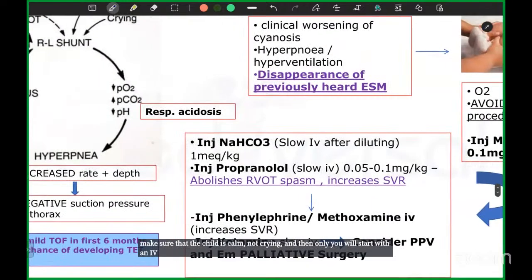What do I need to treat? Very simple. There was acidosis. I need to correct the acidosis. I will give soda bicarb. How do I give it? It is slow IV after diluting.